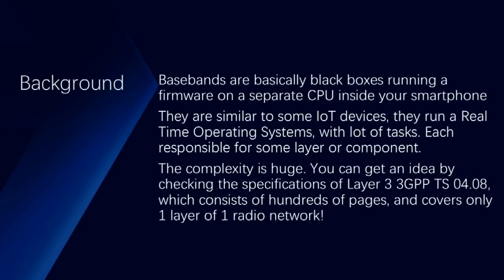So to sum up, a baseband is basically a black box inside of your phone which runs an unspecified firmware. It's kind of similar to an IoT device because they run a real-time operating system and they have tasks and they schedule those tasks. And each task is responsible for some layer or some component of the baseband. And the complexity is huge because if you take, for example, the GPRS or GSM specification, they are thousands of pages.